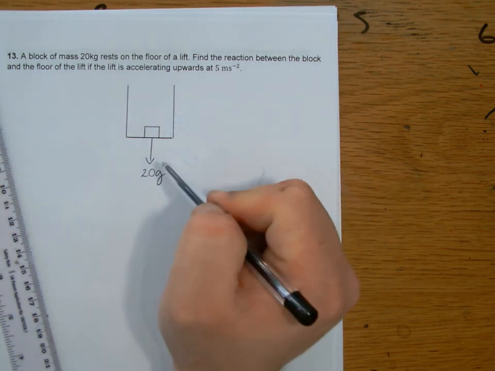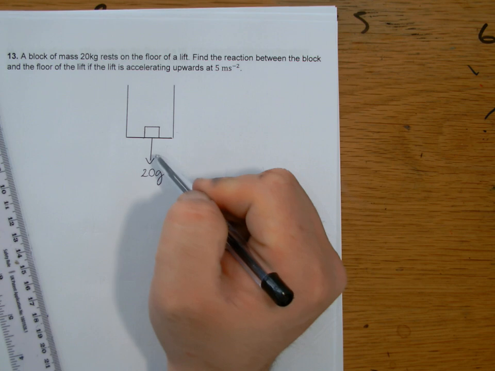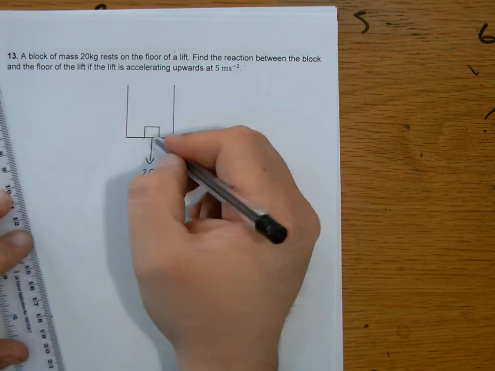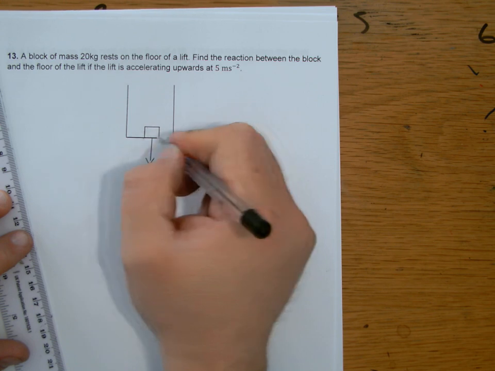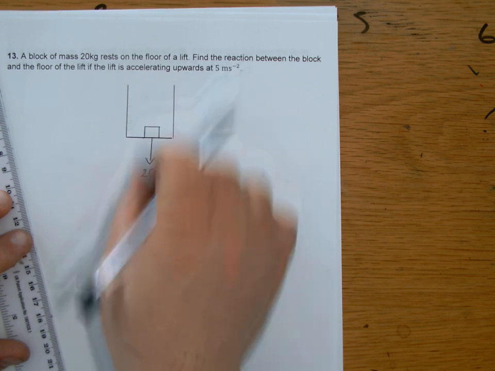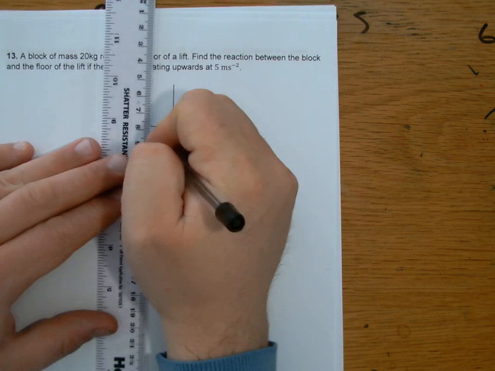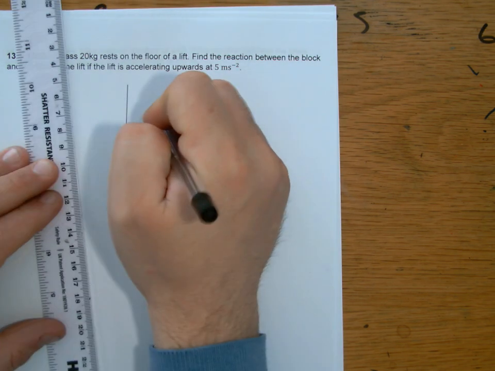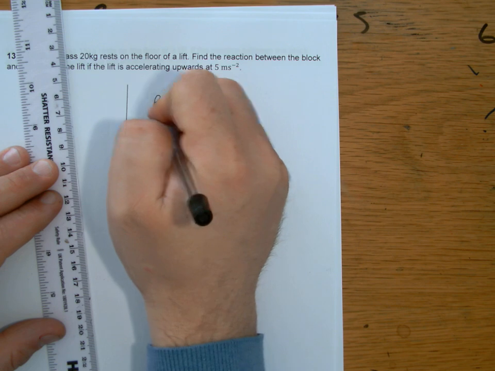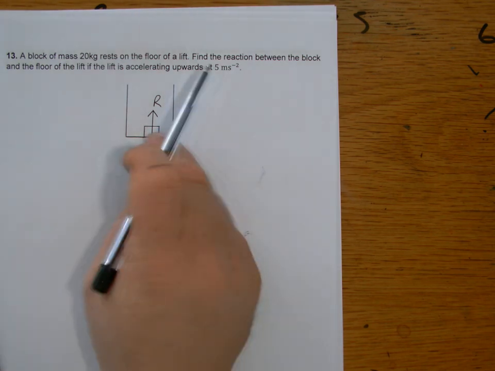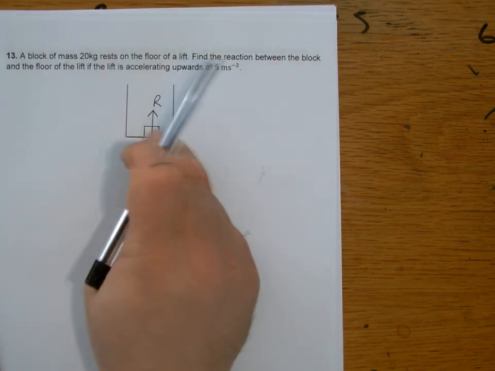Well, of course there is going to be a reaction, in terms of the fact that this block is sitting on the lift floor. If it wasn't for that lift floor, that block would just keep falling to the ground, wouldn't it? So that lift floor is actually keeping it in place. So we can label that force that's keeping it in place, the normal reaction. It's like the floor is pushing it up.